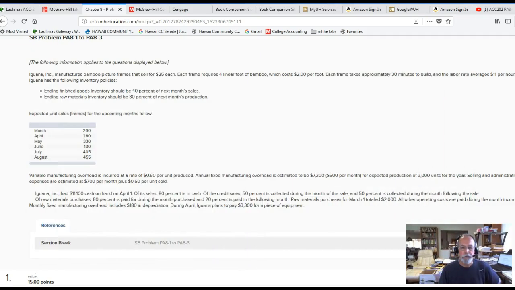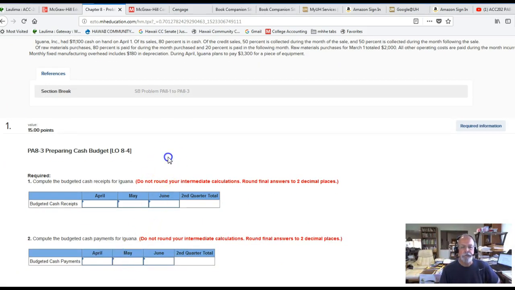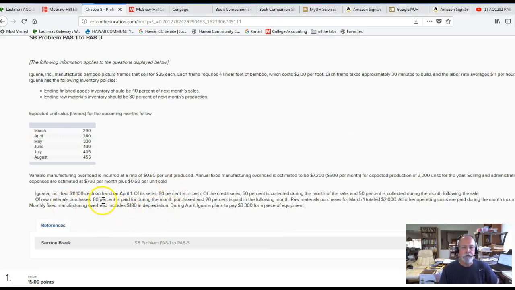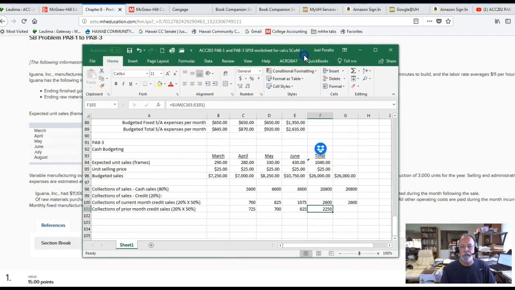Let's see, am I missing anything here? Budgeted cash receipts. So again, we have 80% of sales are cash, 20% of sales are credit. Of the credit sales, 50% is collected in the month of the sale, and 50% from the month prior is collected in the current month. Okay, so let's take a look at that.